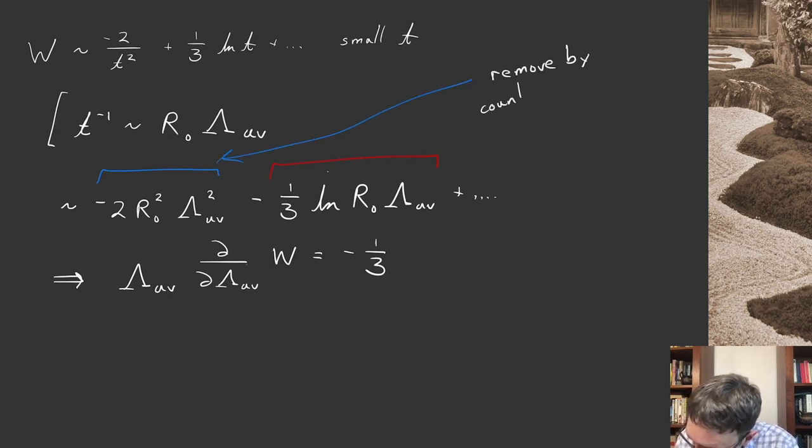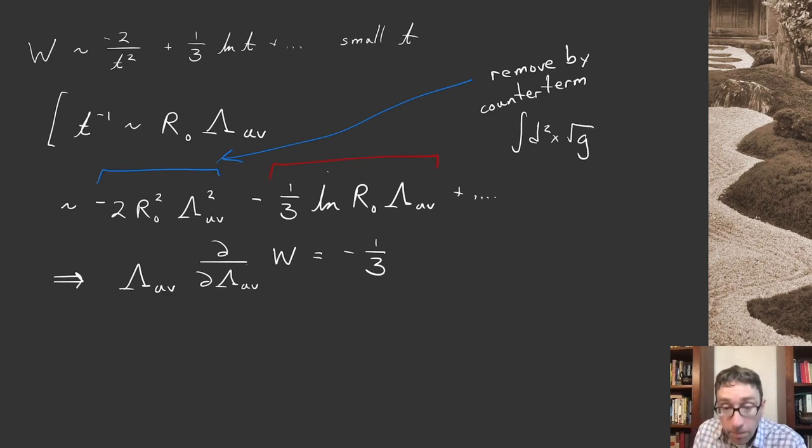Just like I was removing things in that first example of the bead on the wire where I had that integral A, which was a counterterm. Here there's a slightly different counterterm I can add. I can add integral d2x square root g with some arbitrary coefficient. So in our earlier example, we called it k. Let's call it k again. I can tune this k to cancel this term here.